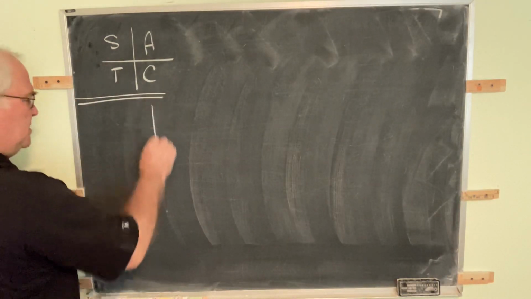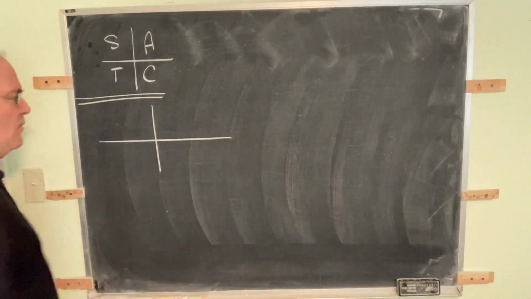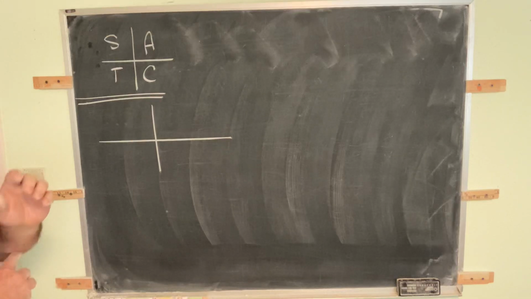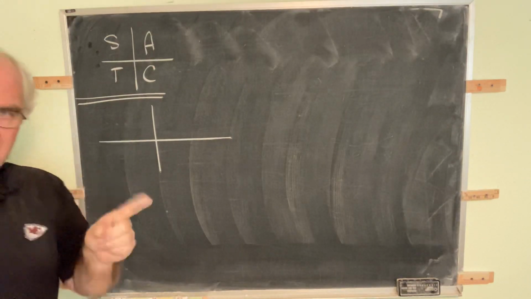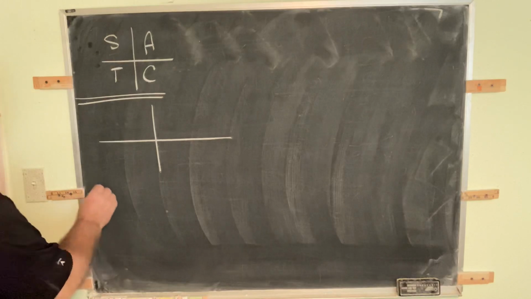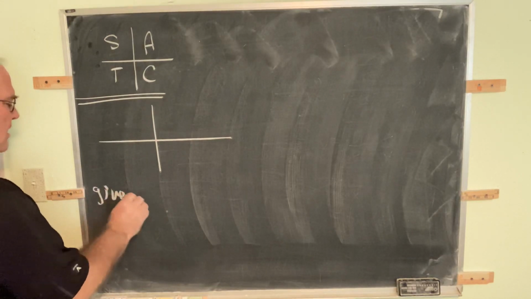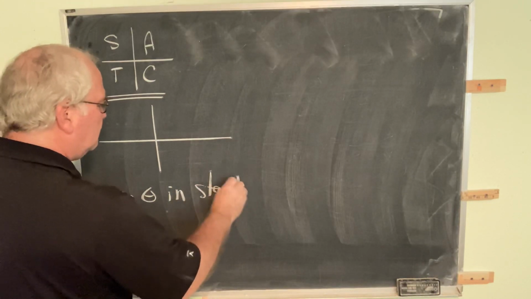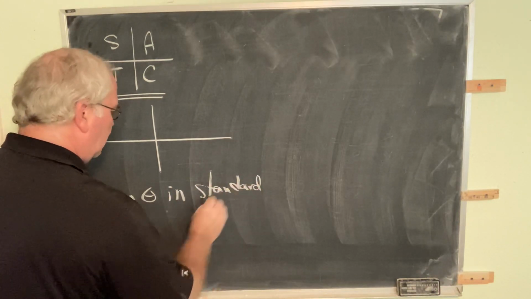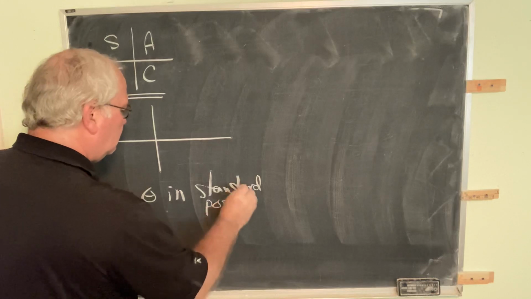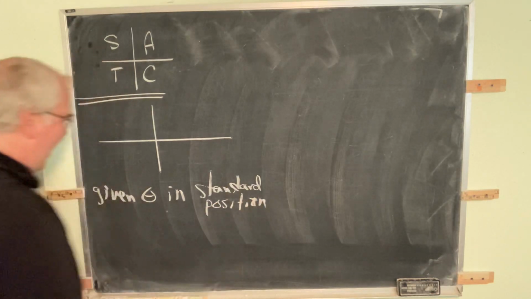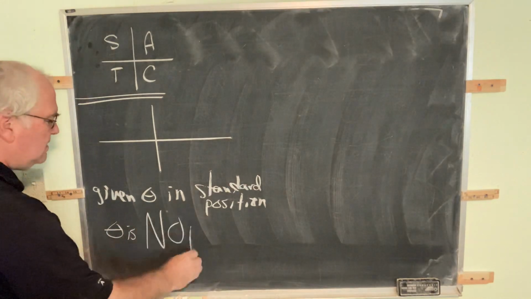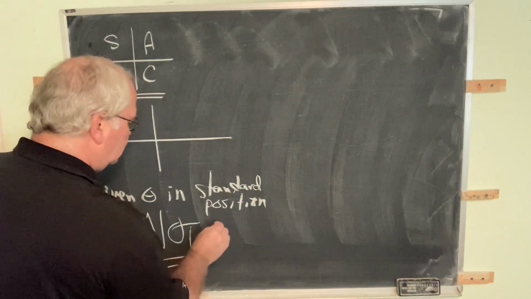Let us suppose that we have an angle in standard position. Let us suppose, this is a key notion. So given theta in standard position, and we are given theta is not quadrantal.